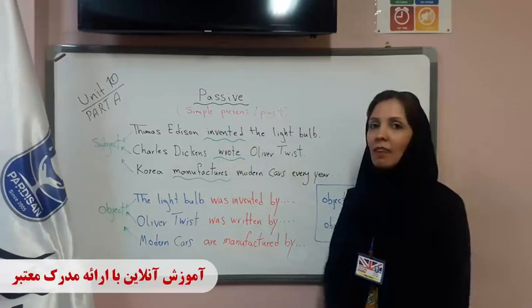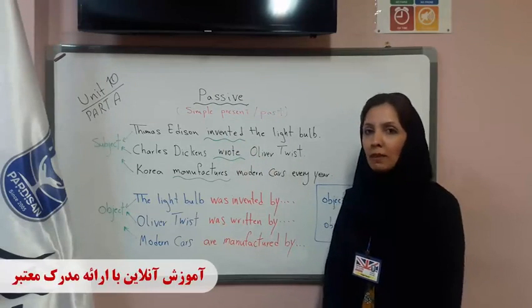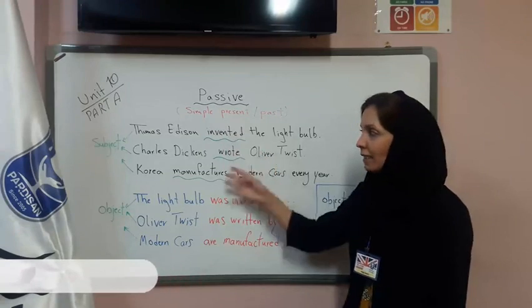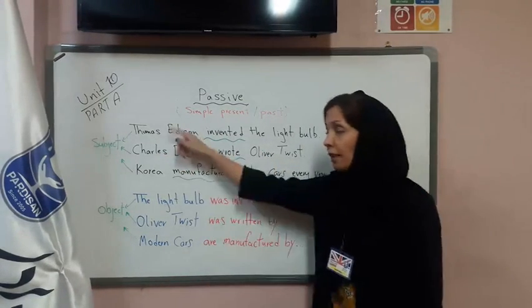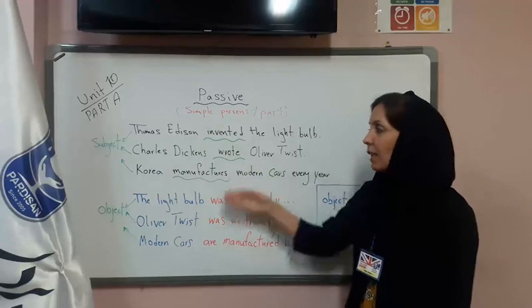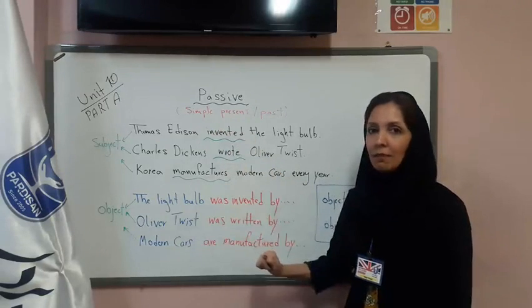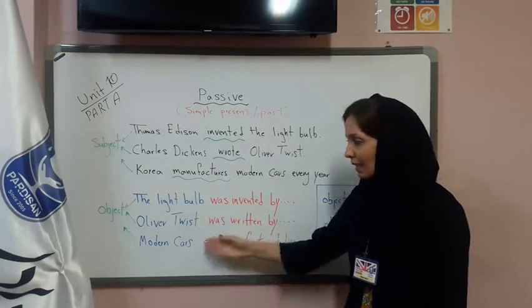These sentences are active. همین که تو فارسی بهش میگیم جملات معلوم. In active sentences, the focus is on the subject of the sentence. The doer is important. But we want to make them passive. میخوایم مجهولشون کنیم. Look at the examples.